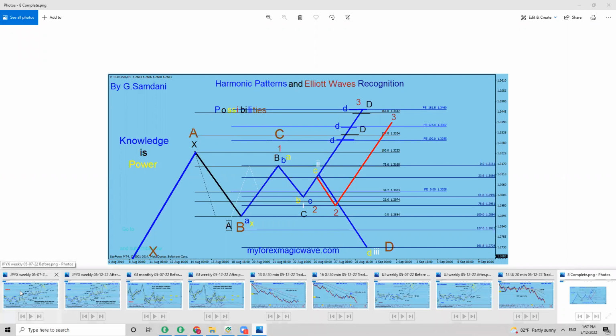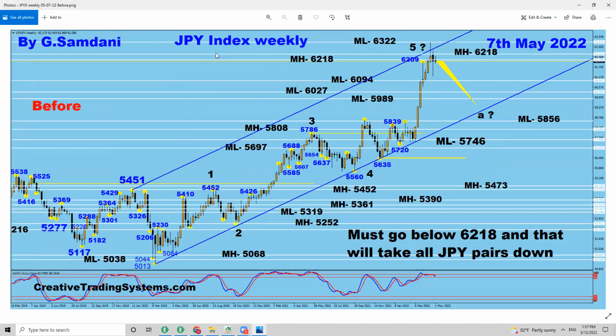On May 7th, I made this chart about the yen index weekly chart. That was on the weekend. Then I think May 8th or 9th, the week started. This was the idea, the Elliott wave count, and this is the area where I said it must go below 62.18, and that will take all yen pairs down. So 62.18 is this white line here.